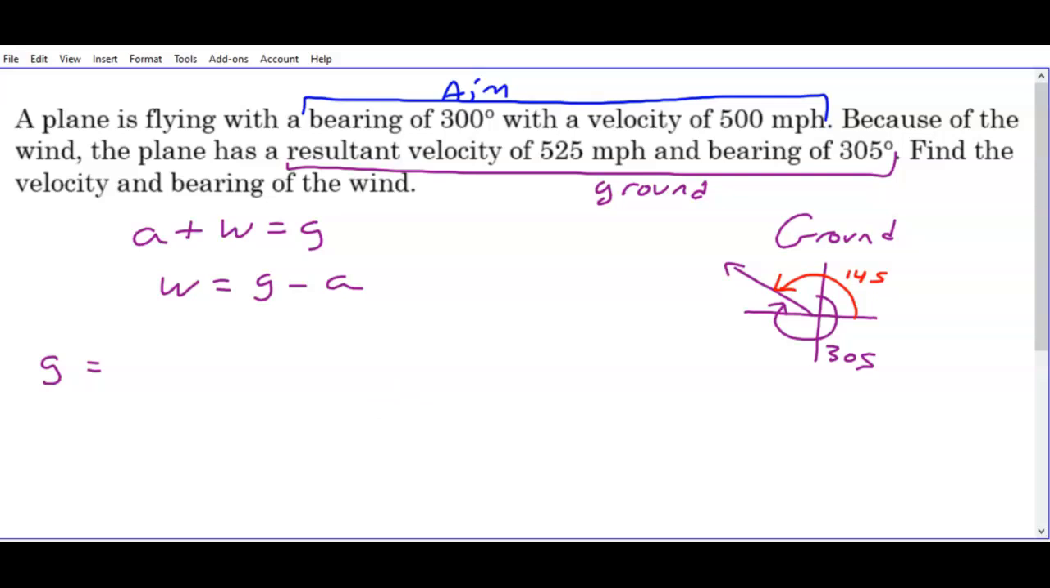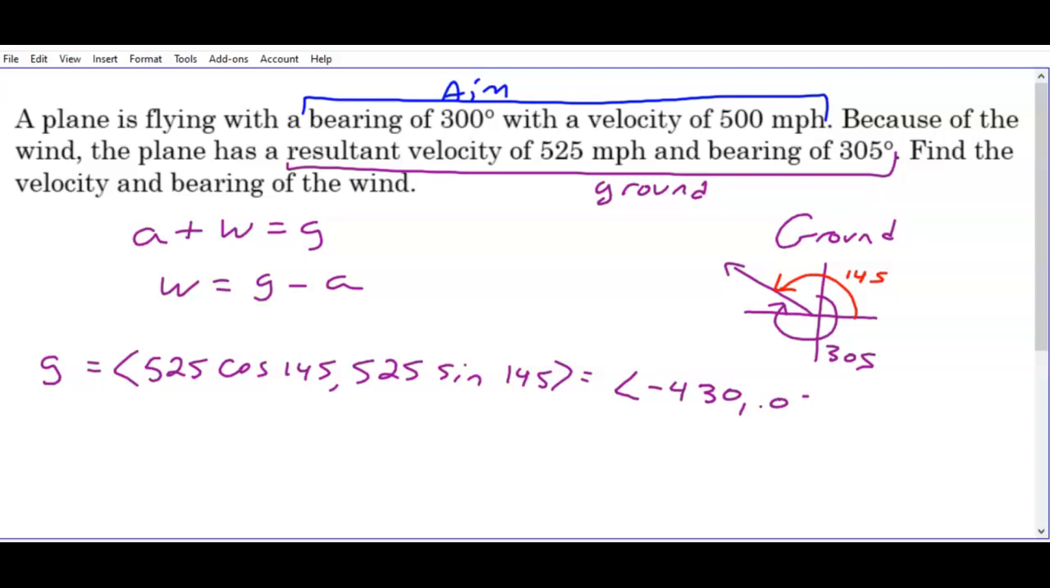So, my ground: magnitude 525, cosine 145, 525 sine 145. Negative 430.055. I know you guys can take that too. Left and right. And then 301.128.